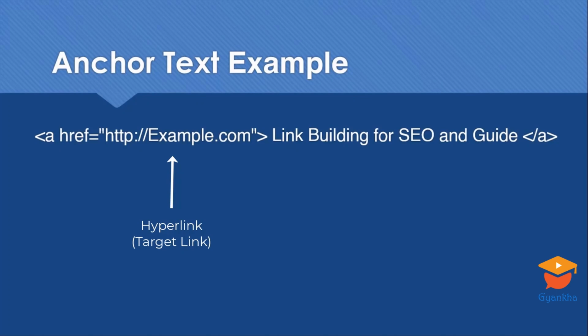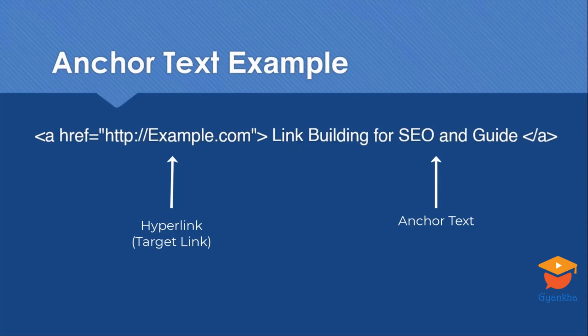Now the next part is the part that we just talked about. That's the anchor text, where it says link building for SEO and guide. So for this link, when a user sees this link, all they're going to see is link building for SEO and guide. When they click on it, they're going to go to example.com. And this link is a link to example.com.